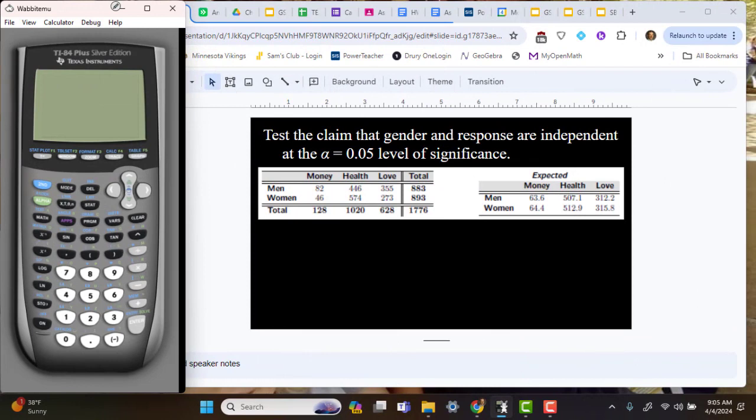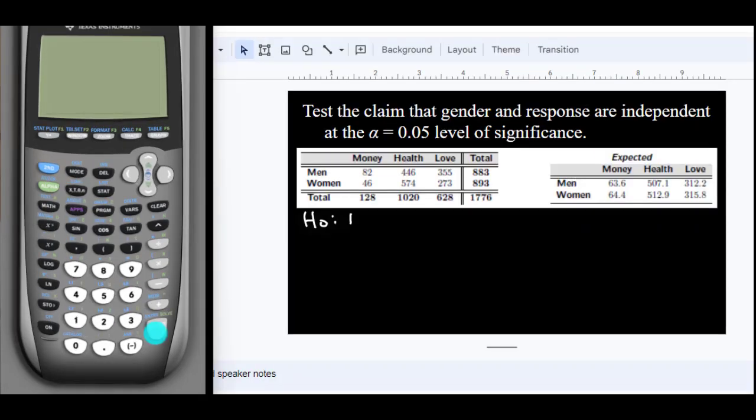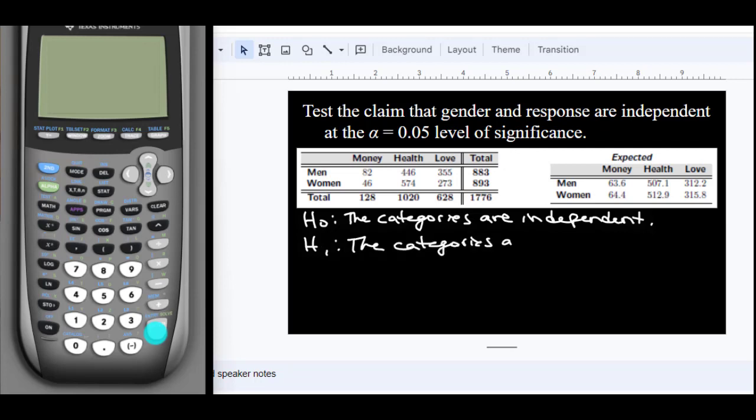So the first thing I'm going to do here is identify our null hypothesis, as we normally do, and that is that the categories are independent. Then the alternative hypothesis is the categories are dependent.